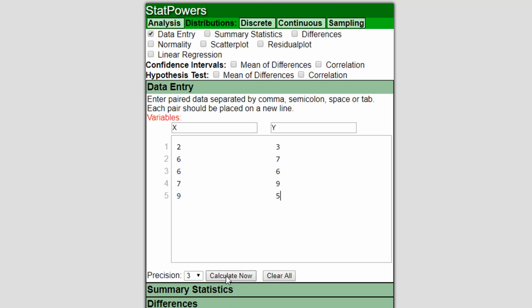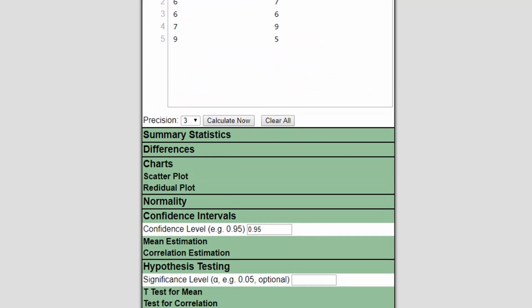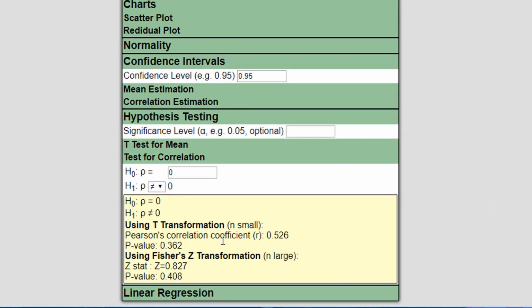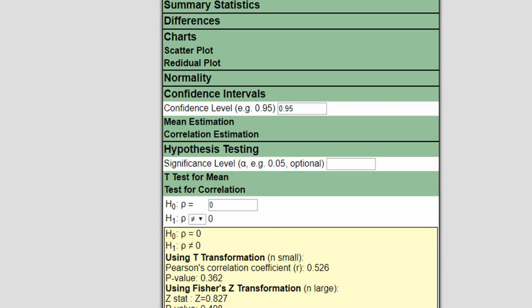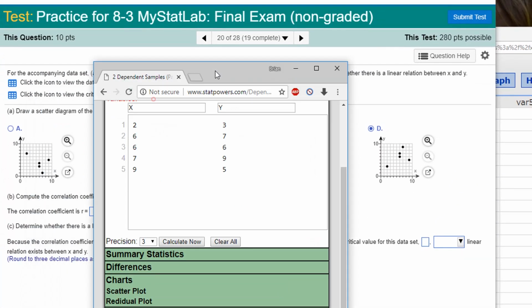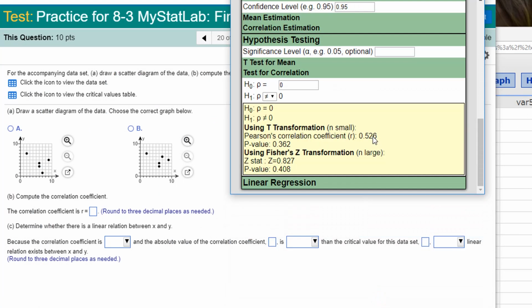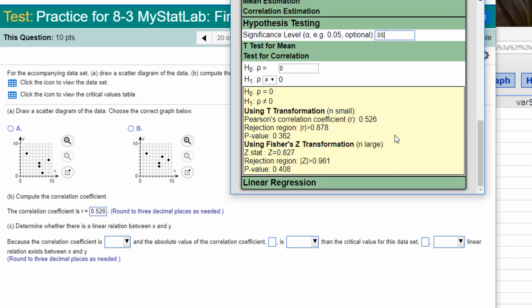Here's my data, and I want to do a hypothesis test on correlation. Let's scroll down and you'll see what it says. For a small correlation, this is a small sample size. My correlation coefficient 0.526, I'm going to move this over to the side. Okay, so the correlation coefficient to 3 decimal places is 0.526. Oh, let's put in what's our alpha level? 0.05 is the traditional for calculating the significance of correlation.